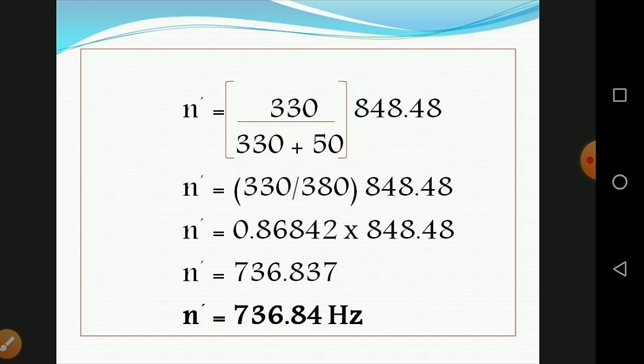So 330 divided by 380, the value is 0.86842, into 848.48. We multiply these two values, and it gives N dash equal to 736.837. If we round the value, N dash is equal to 736.84, because the third decimal is more than 5, so the second decimal digit increases by 1. So N dash is equal to 736.84 hertz.